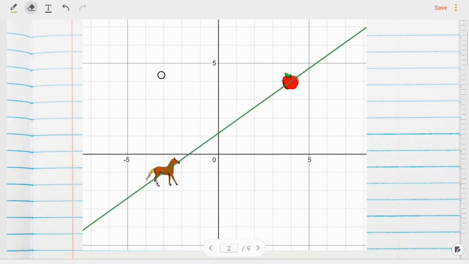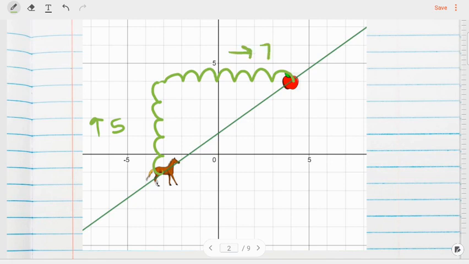If I were to instruct the horse, I would say, go up to the same height as the apple. So 1 space, 2, 3, 4, 5 spaces. So go up 5 spaces and over 1, 2, 3, 4, 5, 6, 7, to the right 7 spaces. These are the instructions that help give me my slope.